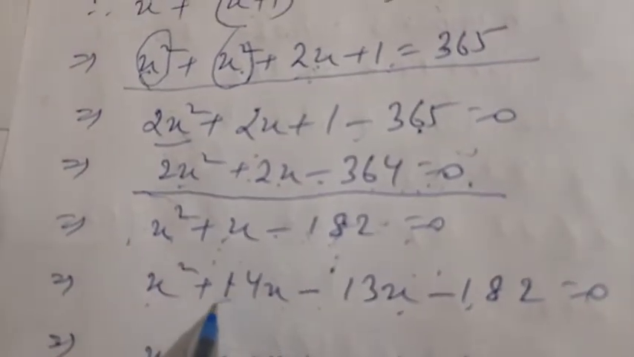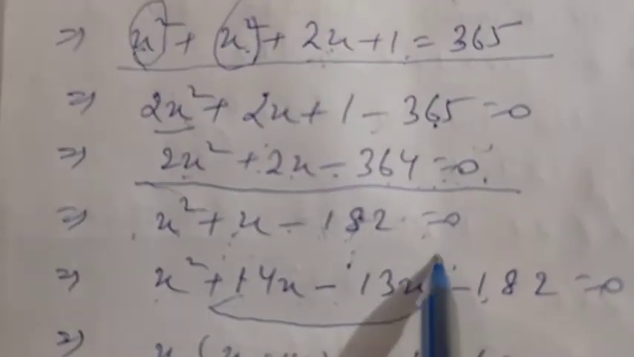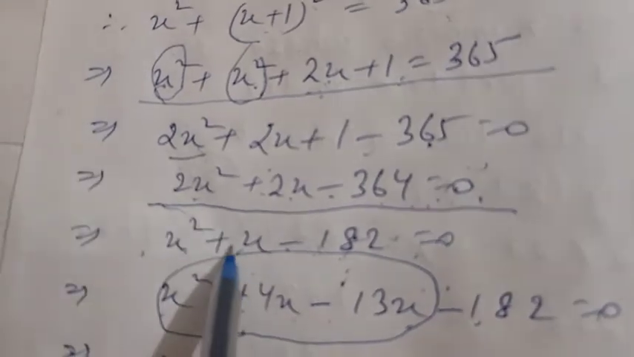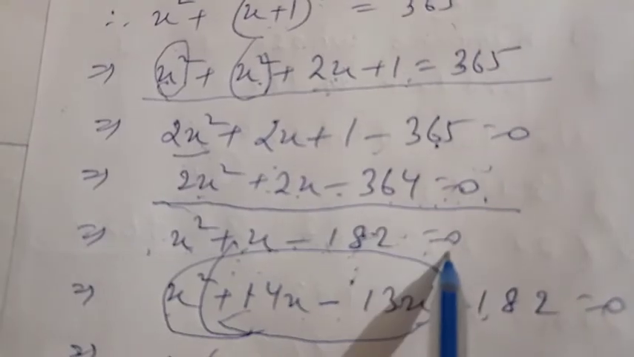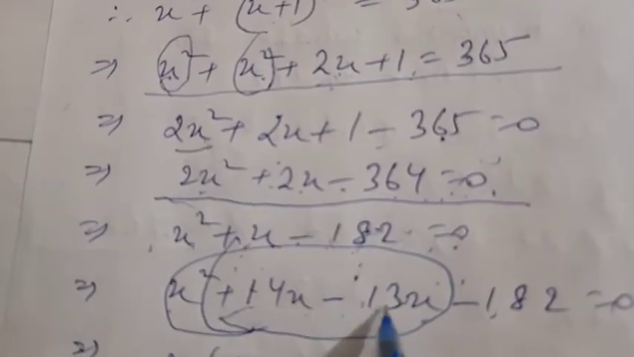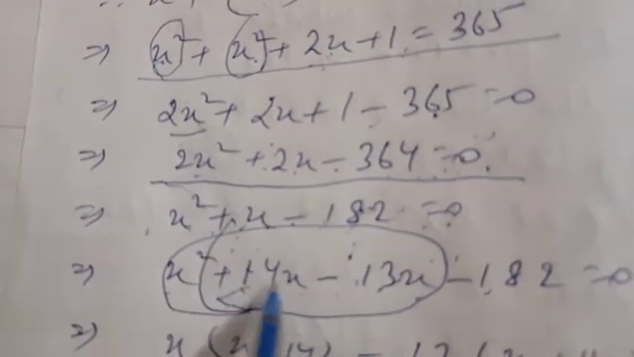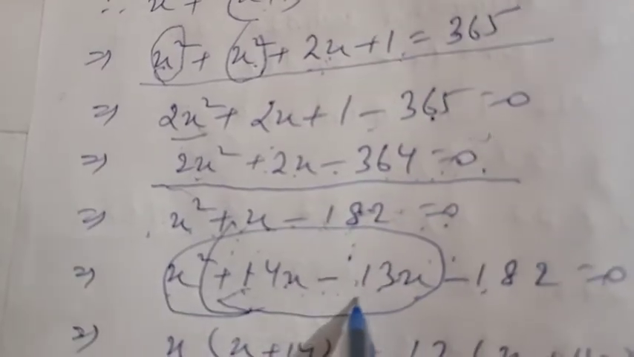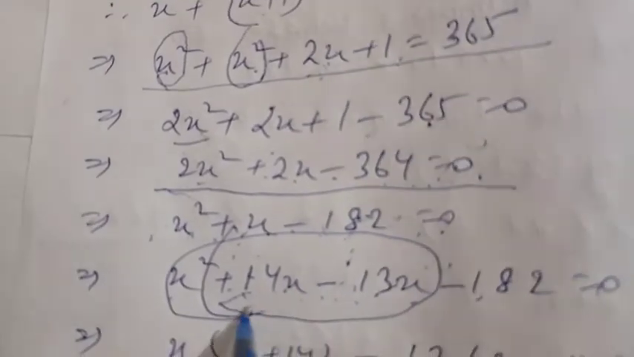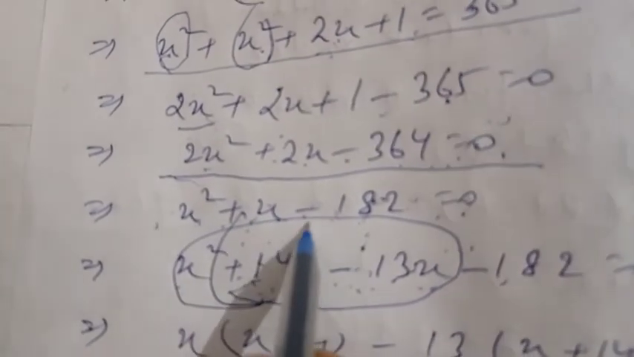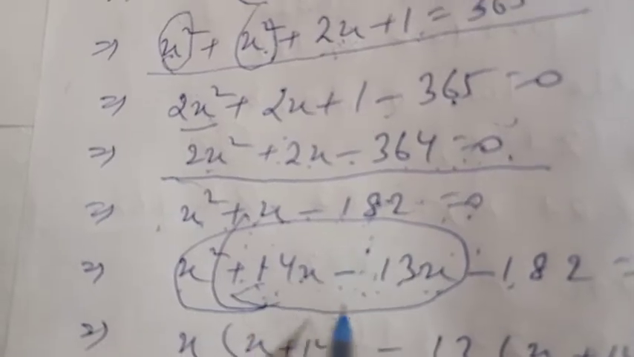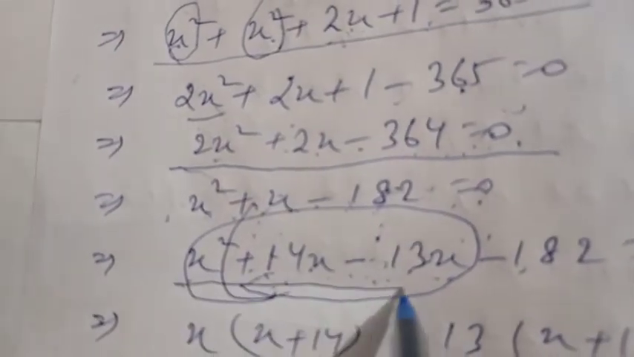Here we see that when this plus 14x and minus 13x are multiplied, they will give us minus 182x square, and when simplified they will give us plus x. Here plus 14x and here minus 13x. So plus 14x minus 13x, when added and simplified, will give us plus x only. And when plus 14x and minus 13x are multiplied, it becomes minus 182x square. Now our split of the middle term is done.